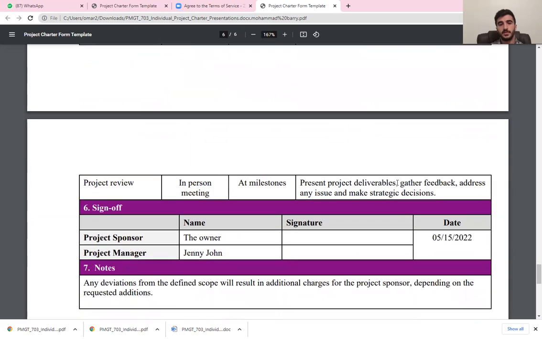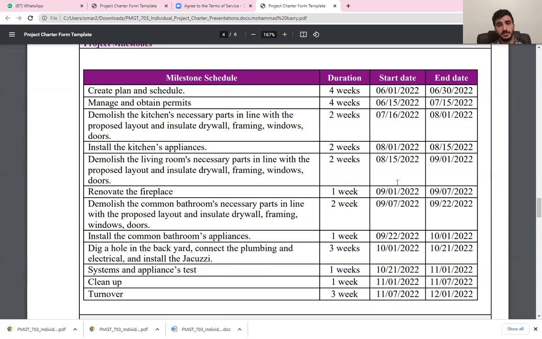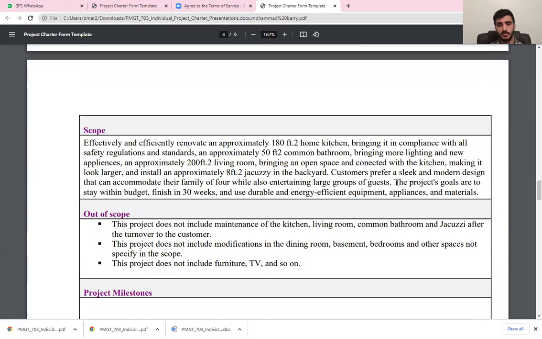This is the signing of the contract, after the project sponsor checks the charter and the work that's supposed to be done, what's in the project and what's out of the project. Both of them are going to sign and agree. And the notes, as we mentioned here, any deviation from the defined scope will result in an additional charge for the project sponsor depending on the requested action. And that's what we discussed here in what's in the scope and what's out of the scope.